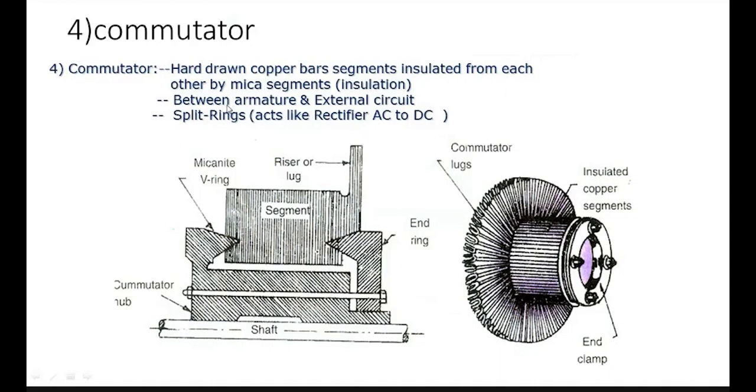So it is in between the armature and the external circuit. The split rings act like a rectifier, AC to DC. Here the commutator lugs are used to connect the armature winding. Each armature winding coil. This is the commutator, insulated commutator segments, end clamp. This is the end rings. This is the shaft, commutator hub segments, mica V rings.